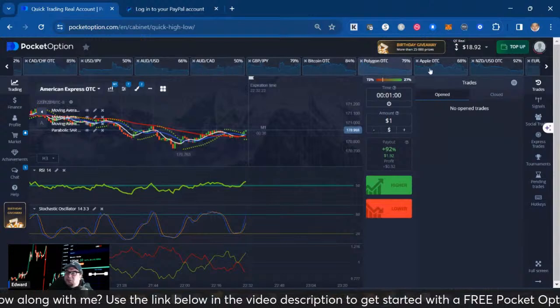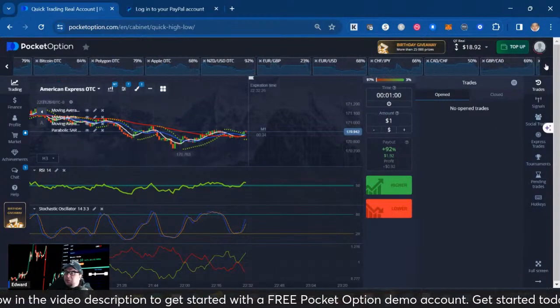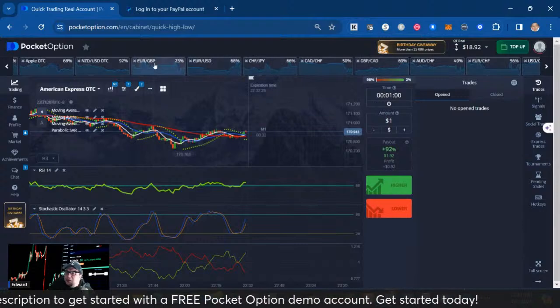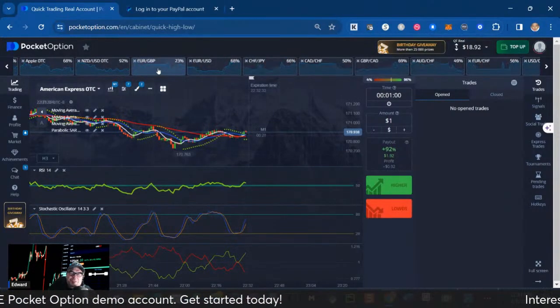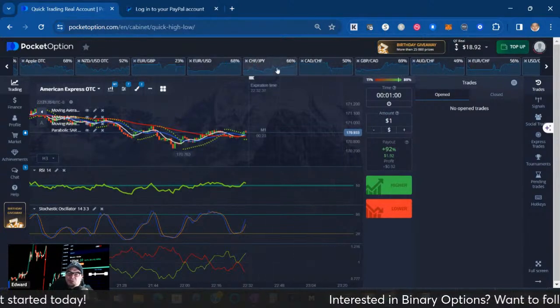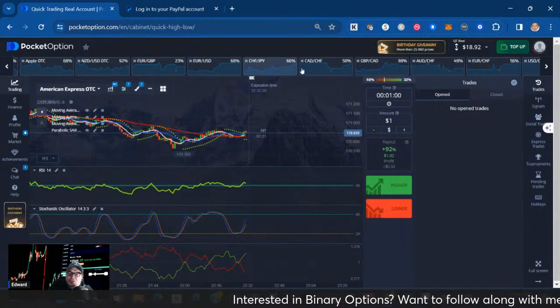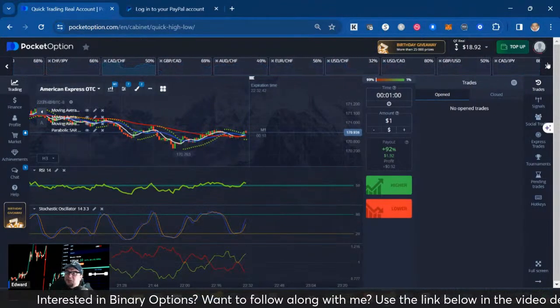Bitcoin OTC, Polygon 23%. That is brutal, man. You put $1 in there, you only win like $1.23. Yikes, that is brutal. $1.66. That might be the best one for now. I've seen them get as high as 80%.